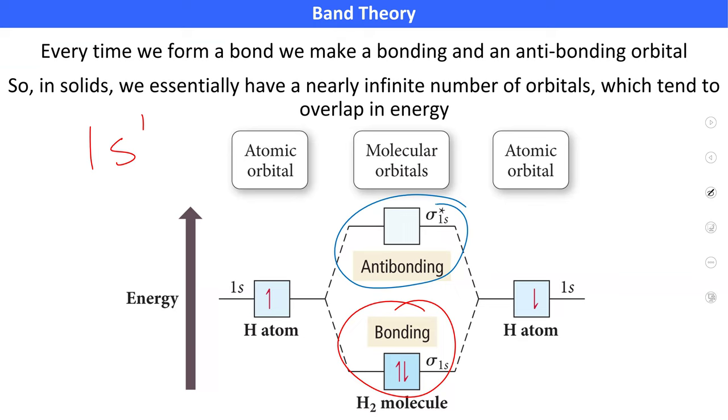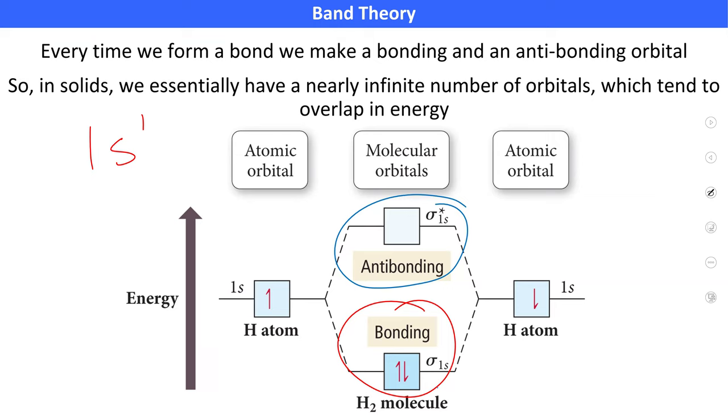And so our rules for how we fill up these orbitals, though, we go from the bottom up, right? From the most stable orbitals to the least stable orbitals. And you stop when you run out of electrons, right? And so in an atom like this, or in a molecule like this, we have two electrons. So we fill up the bonding orbital, and then we leave the antibonding orbital alone.